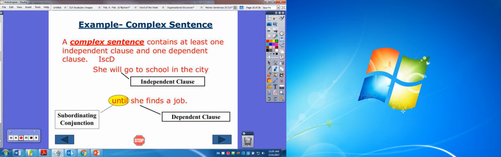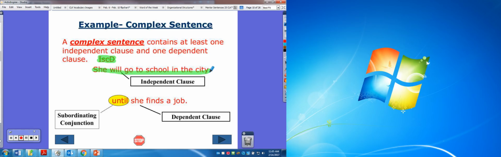Another example is, she will go to the school in the city until she finds a job. The sentence formula for this complex sentence is independent clause, subordinating conjunction, dependent clause. Our independent clause is that she will go to the school in the city. This is independent. It makes sense on its own.